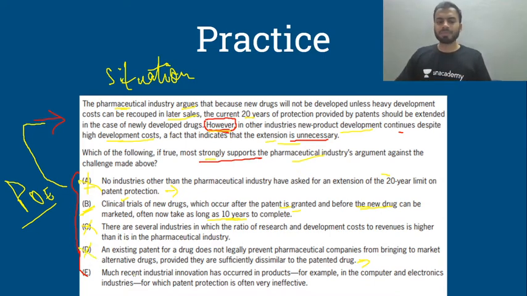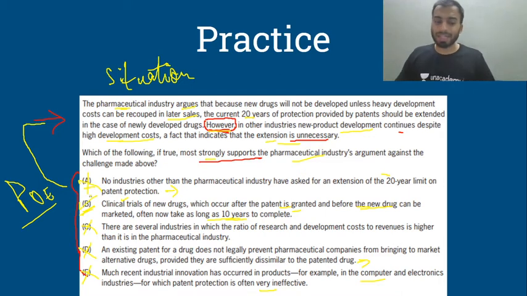E. Much recent industrial innovation has occurred in products, for example in the computer and electronics industries, for which patent protection is often very ineffective. Again, this is talking about other industries. We don't want to talk about other industries. We want to support the pharma companies' arguments. So this is out of scope for me.